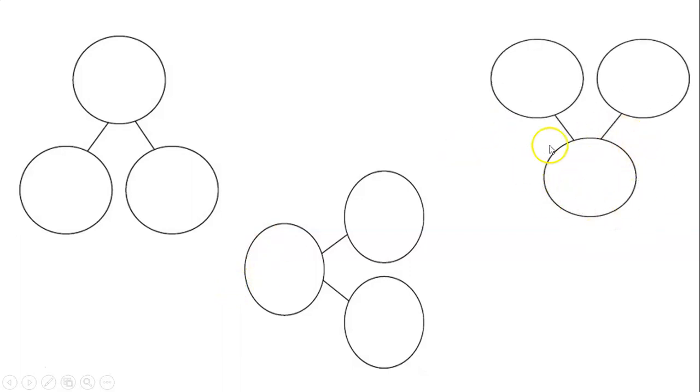Once again, the circle that's by itself is our whole. The circles next to each other are our parts. Part, part, whole, part, part, whole.